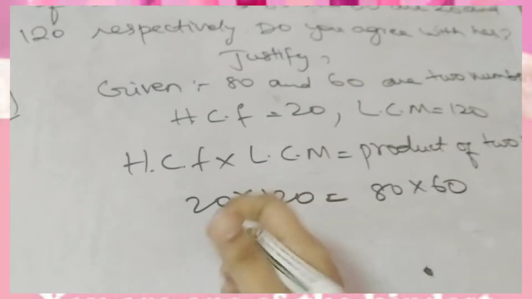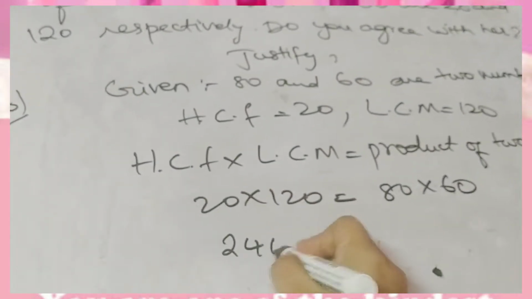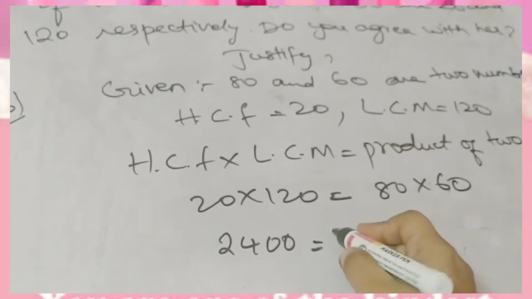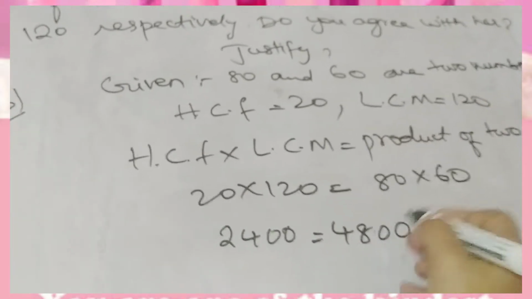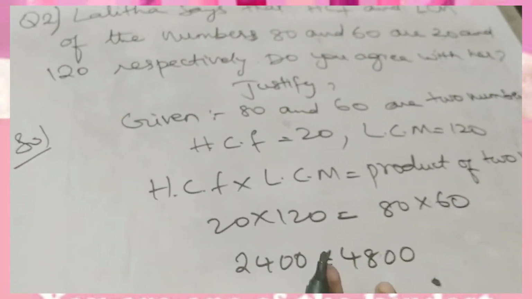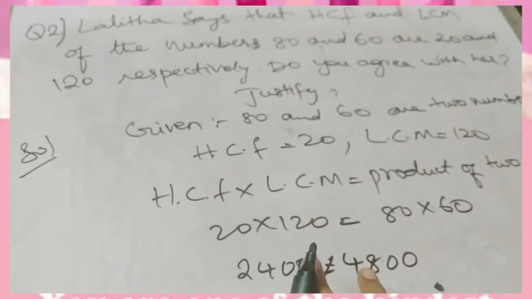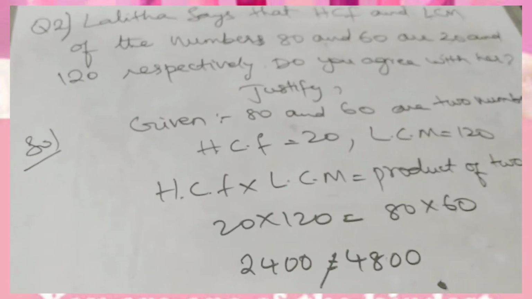So what is the answer? 12 twos are 24, then two zeros: 2400. Then 6 eights are 48, then two zeros: 4800. These both are not equal. So we do not agree with Lalita. You have to write this.